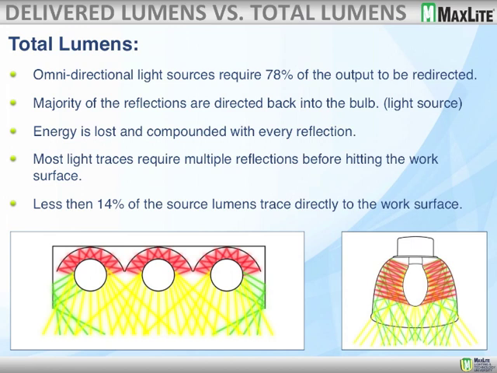So here what we see is about 15% of the light going from the light source directly to the work surface, whereas we have about 80% of the light that either reflects between the light source and the fixture and never leaves the fixture, or reflects from the light source to the fixture one or more times before it hits the work surface. So this is the total lumen side of things.